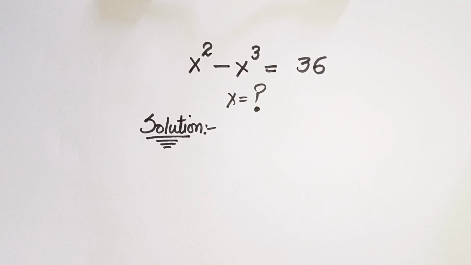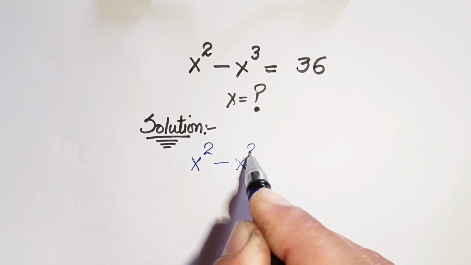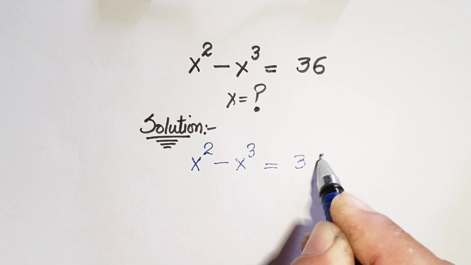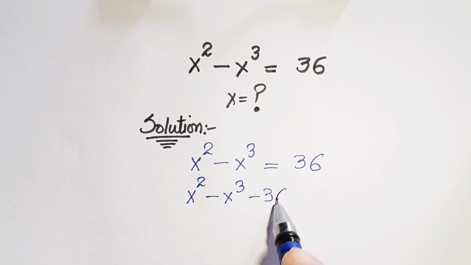Today we have a nice algebra problem, a viral maths problem: x squared minus x cubed is equal to 36. How do we solve for the value of x? Here we have x squared minus x cubed is equal to 36. If we shift this 36 to the left-hand side, we get x squared minus x cubed minus 36 is equal to 0.